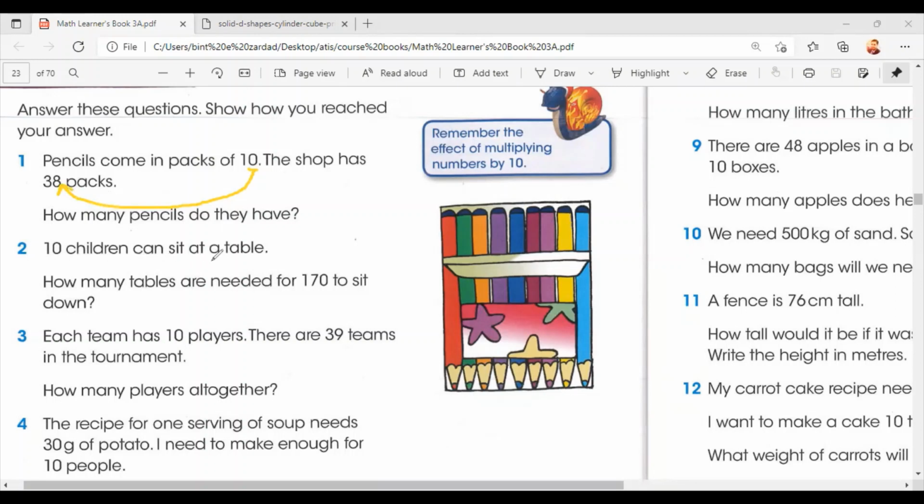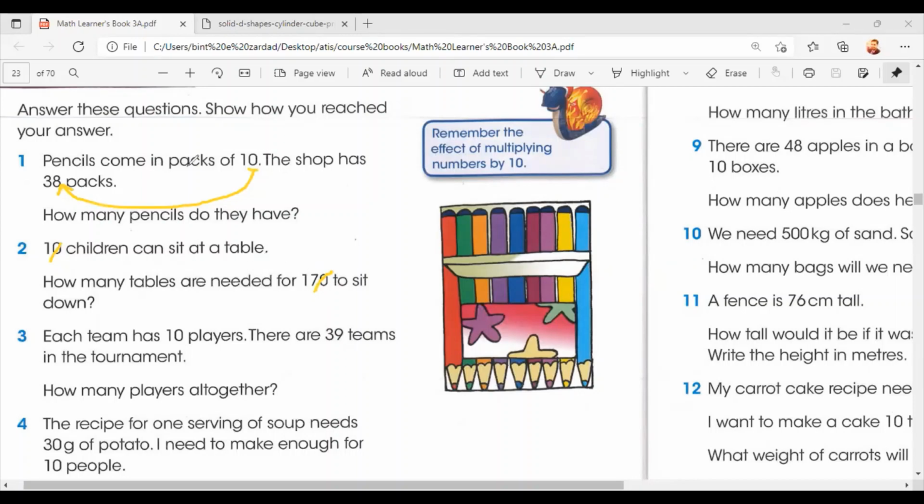Okay, 10 children can sit at a table. How many tables are needed for 170 to sit down? So 170 divided by 10. When we are dividing, we just decrease the 0. When we are multiplying, we increase the 0.